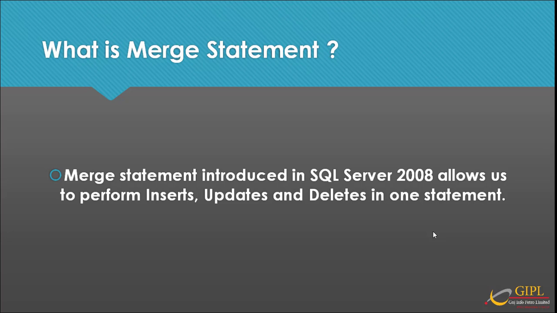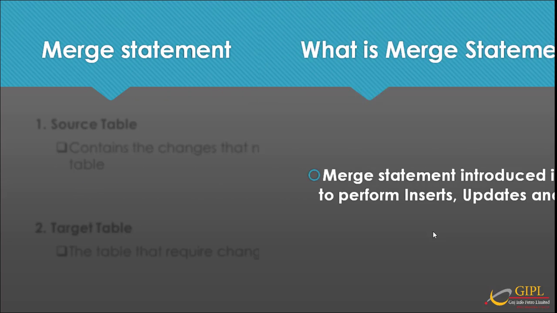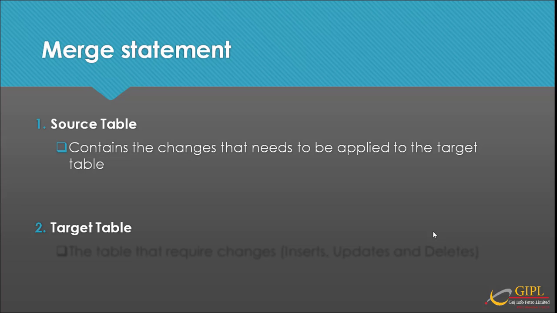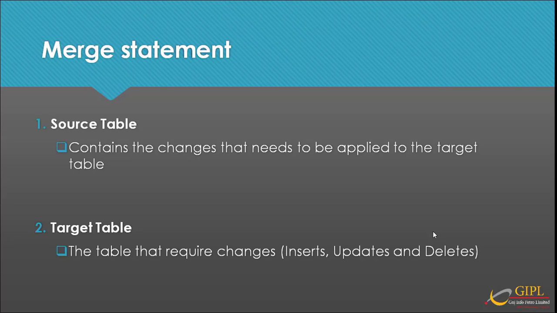We require two tables, a source table and a target table. The source table is the table that contains the changes that need to be applied to the target table. And the target table is the table that requires changes. It is the table upon which we have to perform insert, update and delete. The merge statement joins the target table to the source table by using a common column in both the tables. Based on how the rows match up as a result of the join, we can then perform insert, update and delete on the target table.